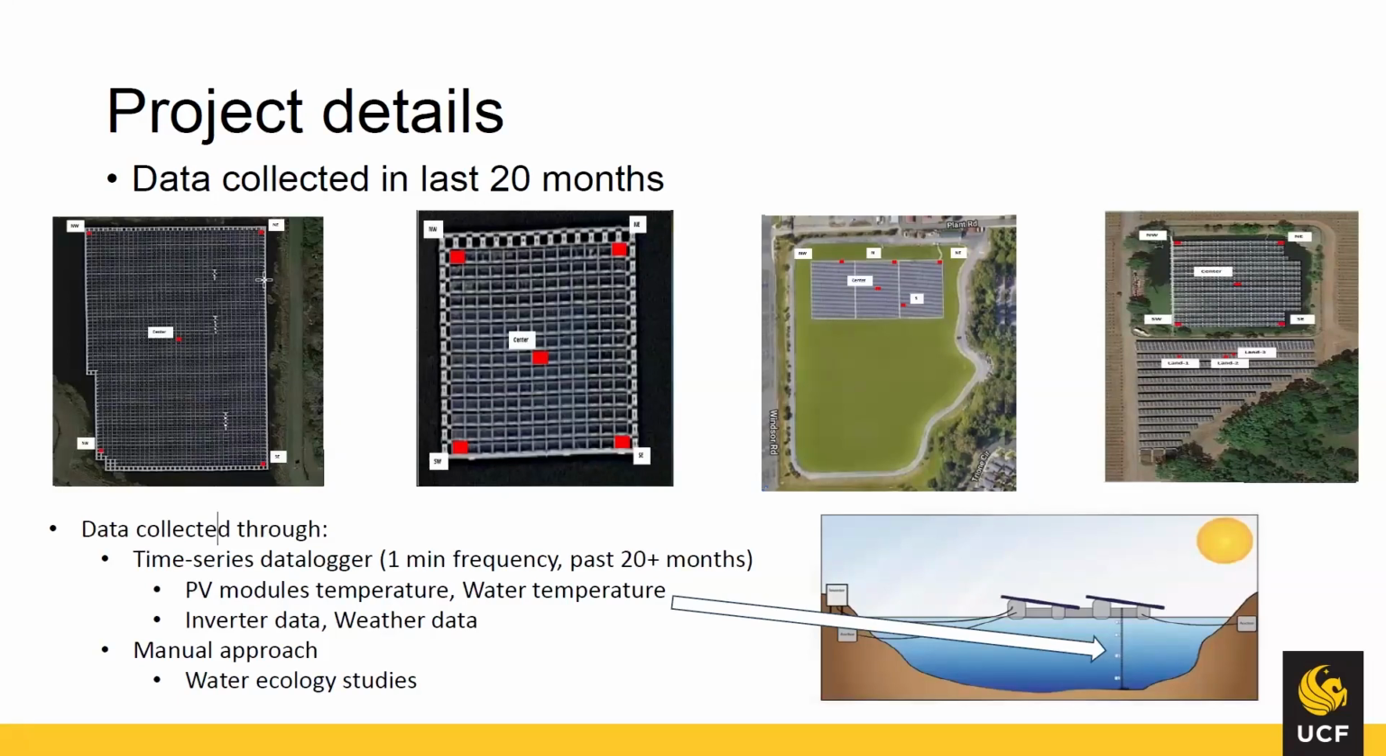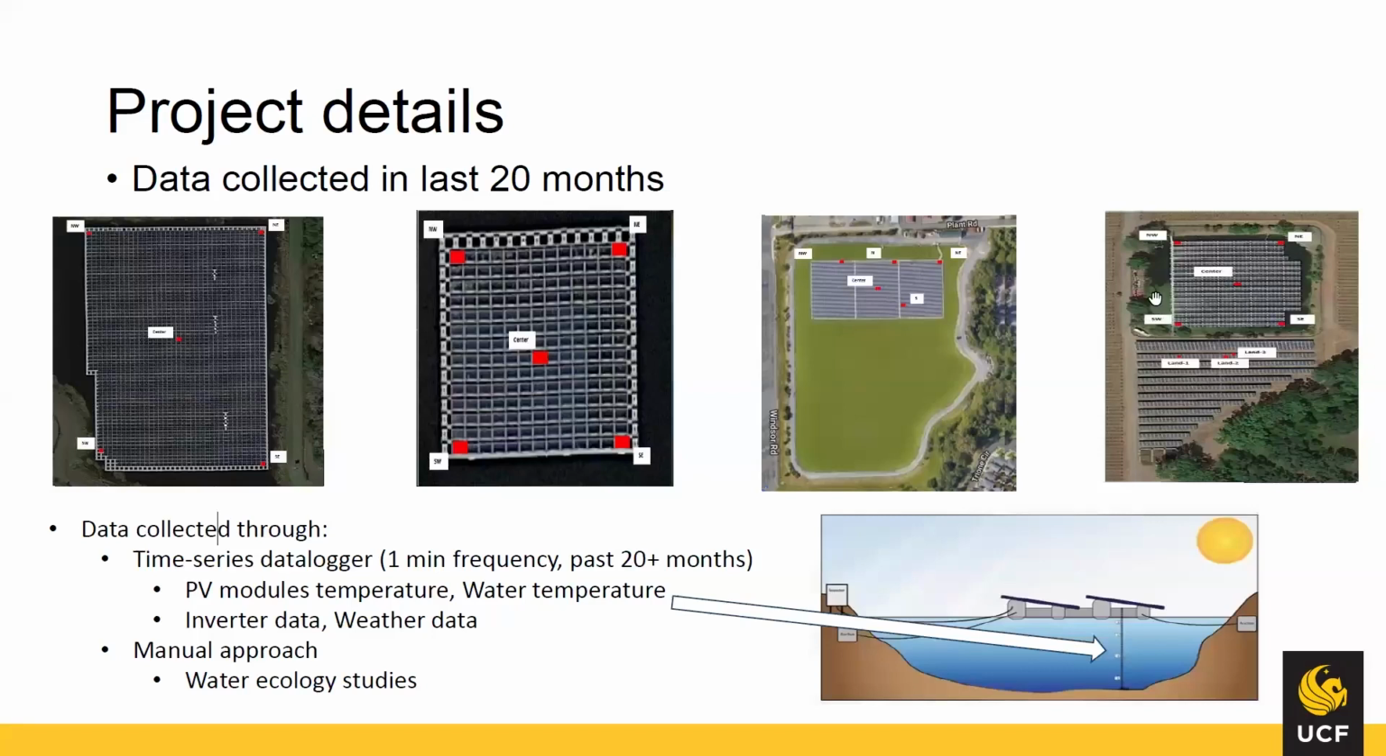Okay, so for each floating PV site, we selected 5 PV modules, as you can see here, marked with the red dots. For all the sites, they are located on the extreme corners, northeast, northwest, southwest, southeast, and in the center. This was possible for 3 sites. For the bigger one, it was not possible because of limitations: the sensor wire length from the data logger limited us from going to the extreme corners.